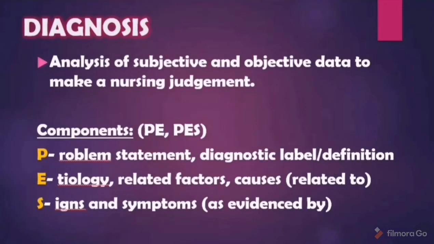Diagnosis is an analysis of subjective and objective data to make a nursing judgment. The components are the following. We have P, E, and S. For P, this means the problem statement. So we're going to give a diagnostic label or definition. For your etiology, these are the related factors, your causes, and your signs and symptoms, which will be stated as evidenced by.